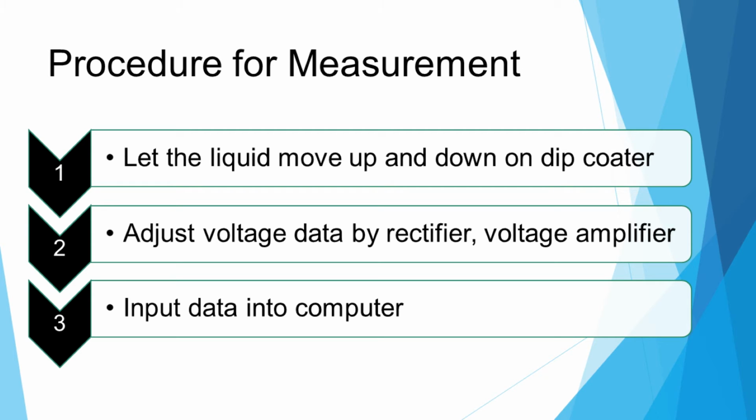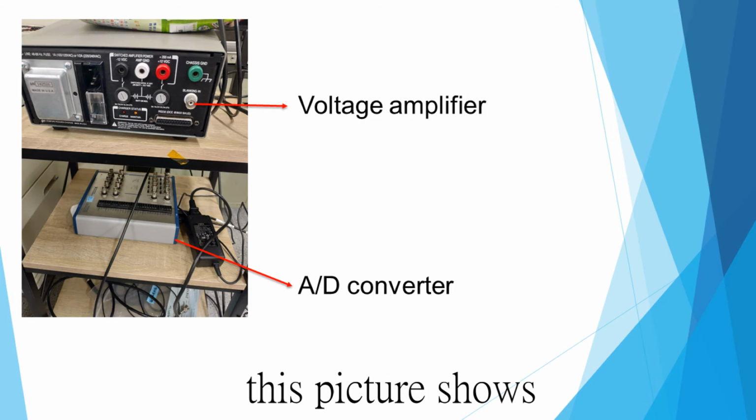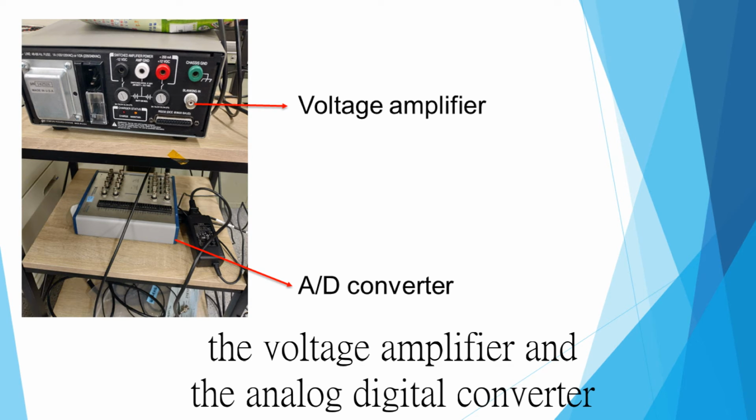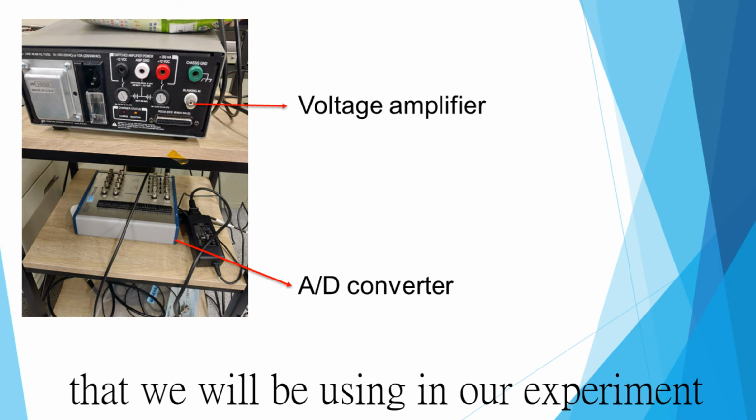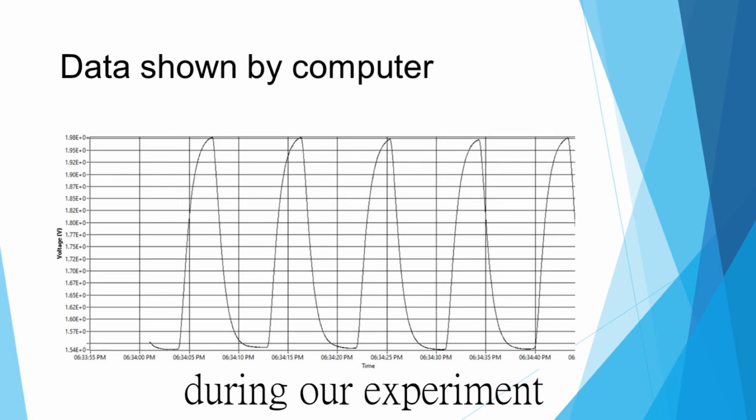So first we'll let our liquid move up and down on our dip coater, and then we'll adjust the voltage by our rectifier and voltage amplifier. Then we'll input our data into our computer. So this picture shows the setup of our experiment. This picture shows the voltage amplifier and the analog digital converter that we will be using in our experiment. This picture shows the data that will be shown by our computer during our experiment.